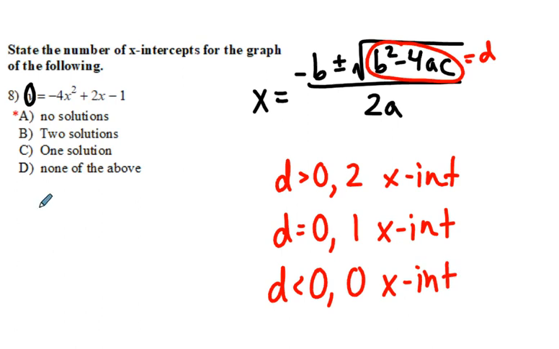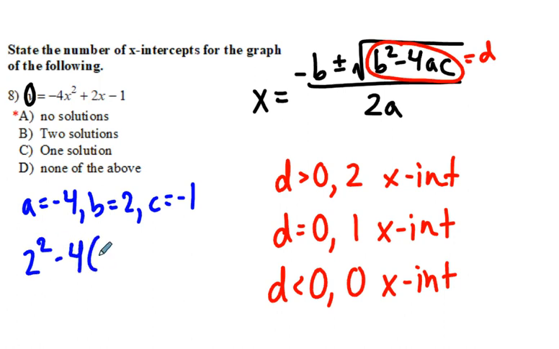In our case, A is equal to negative 4, B is equal to 2, C is equal to negative 1. B squared minus 4ac. So that would be 2 squared minus 4 times negative 4 times negative 1. That's 4. This is a negative, a negative, and a negative. That's 3 negatives. That means the overall thing is going to be a subtract still.